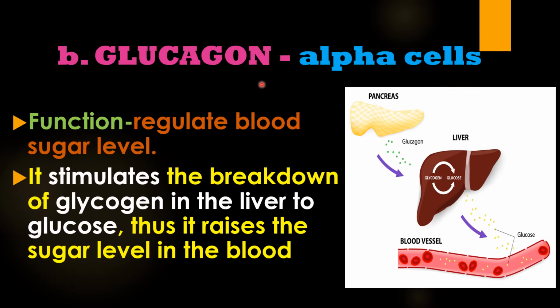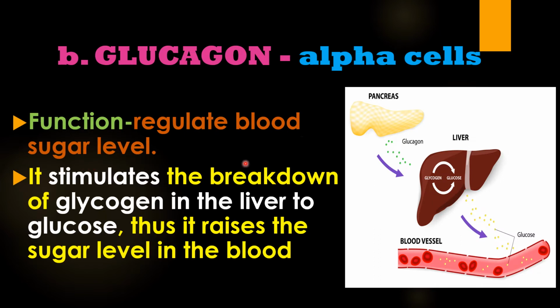Glucagon is another hormone produced from the pancreas. Which cell produces glucagon? Alpha cells of the islets of Langerhans. Alpha cells present in the islets of Langerhans produce glucagon. What is the major function of glucagon? Glucagon regulates blood sugar level.